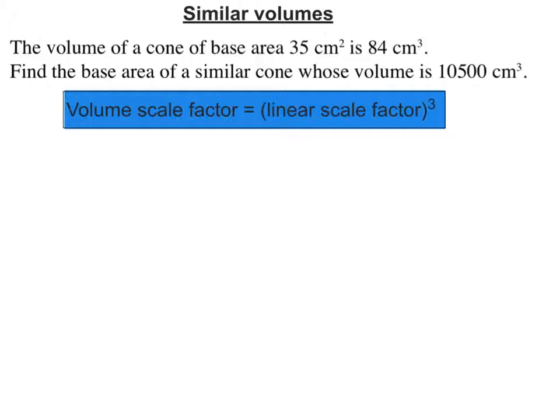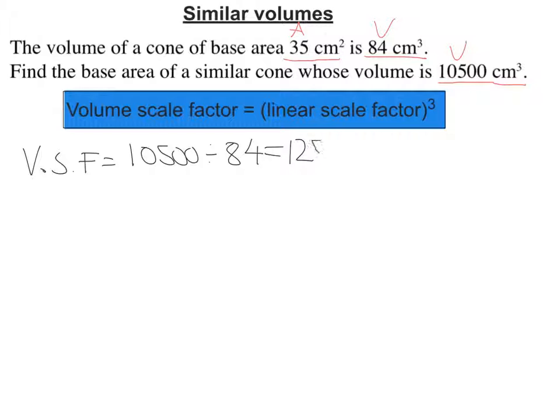Here we're told the volume of a cone of base area 37 centimeters squared is 84 centimeters cubed. Find the base area of a similar cone whose volume is 10,500 centimeters cubed. So we're given two volumes, and it's asked to work out an area. So the first thing I'm going to work out is my volume scale factor. So big divided by small, so my big volume is 10,500, and I divide that by 84, and I get 125.